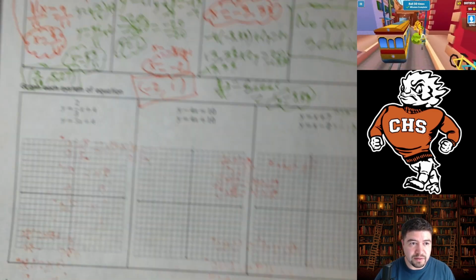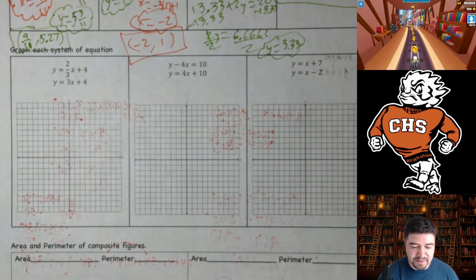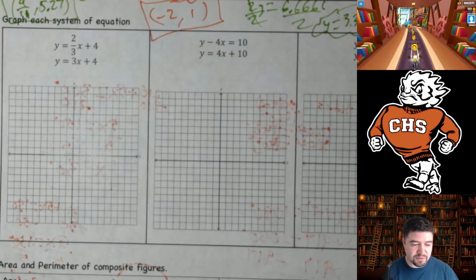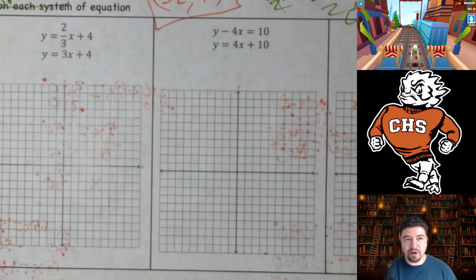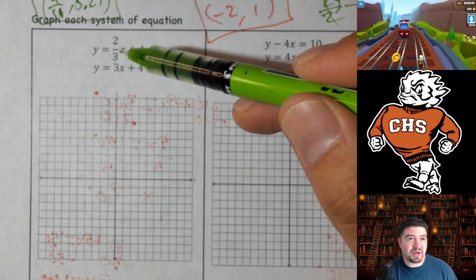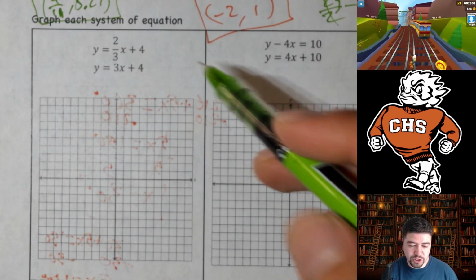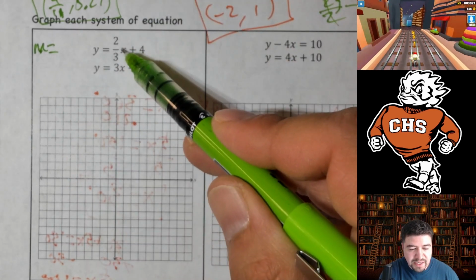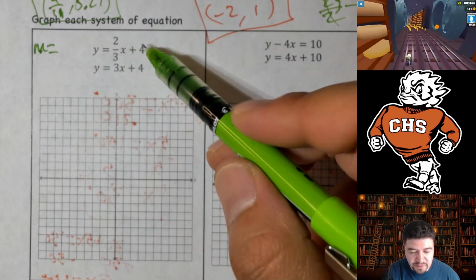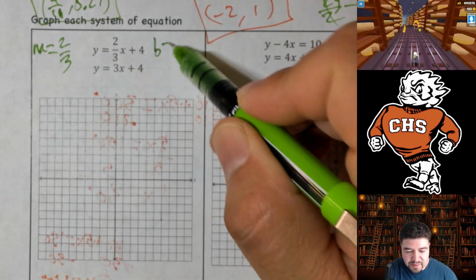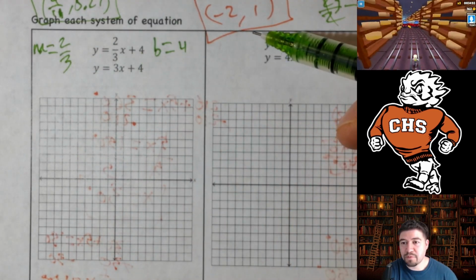All right, we're going to move on to graphing some systems. This is pretty straightforward. We just need 2 pieces of information for each line. We need the slope and we need the y-intercept. Both of them can be found by looking at the equations. The slope is going to be the coefficient in front of the x, so in this case, it's 2 over 3. The y-intercept is going to be the other number, so 4.